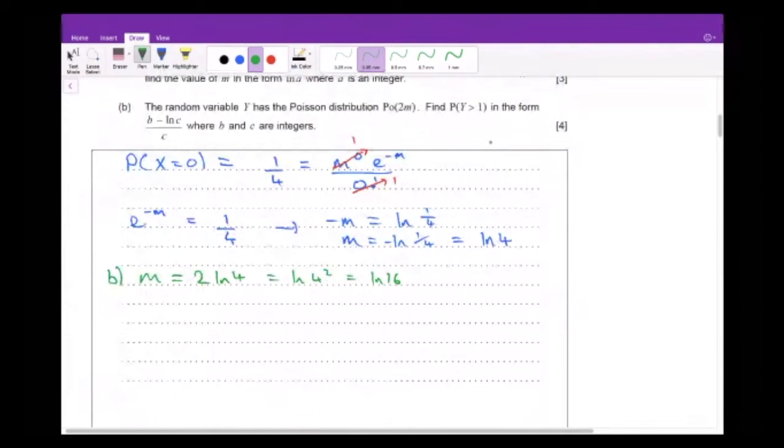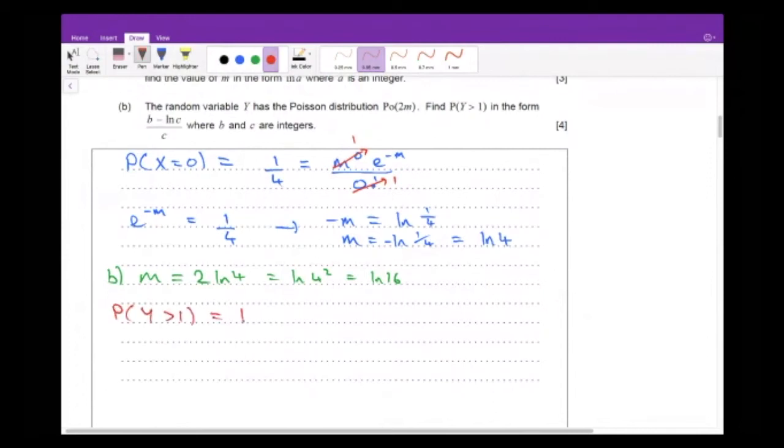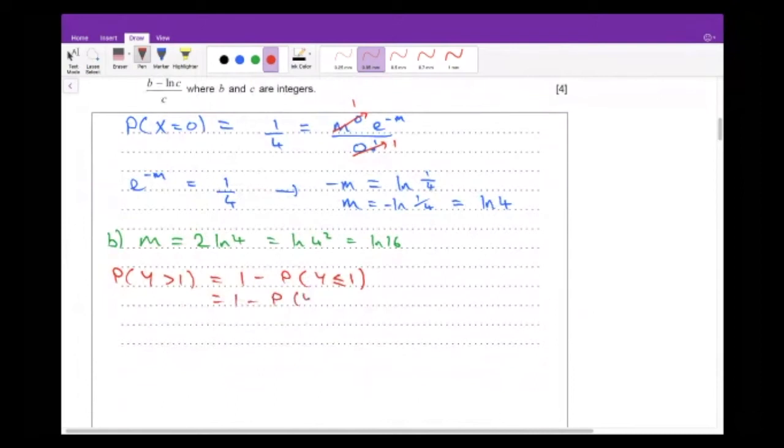Find the probability of y being greater than 1. Well, again, we don't want to do greater thans. So the probability of y being greater than 1 is equal to 1 minus the probability that y is less than or equal to 1, which is 1 minus the probability that it's 1, subtract then the probability that y equals 0. So this becomes 1 minus the mean, which is ln 16 to the power of 1, times e to the minus ln 16 over 1 factorial, which is 1, minus ln 16 to the power of 0, e to the minus ln 16 over 1.